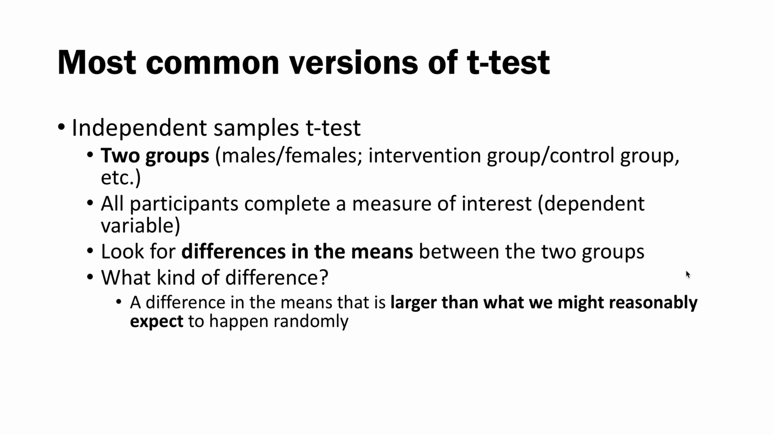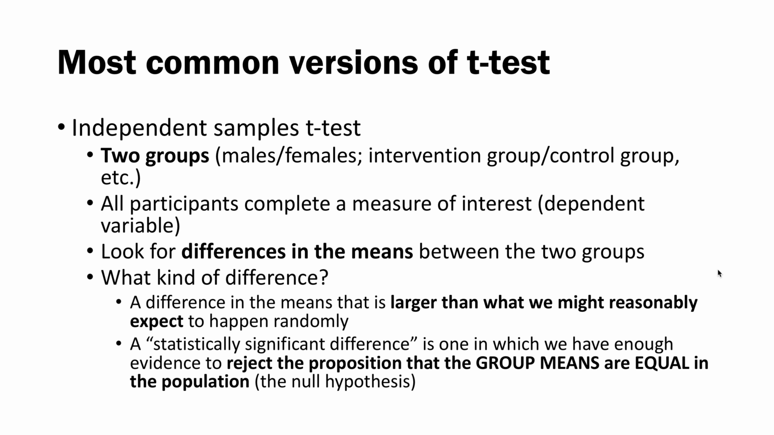But we're looking for a difference that's large enough that we could reject the null hypothesis that the population means are equal. So when we say that there's a statistically significant difference, what we really mean is that the mean difference is large enough between these two groups so that we can reject the proposition that the group means are equal in the population. Okay, so we're looking for big mean differences between groups.